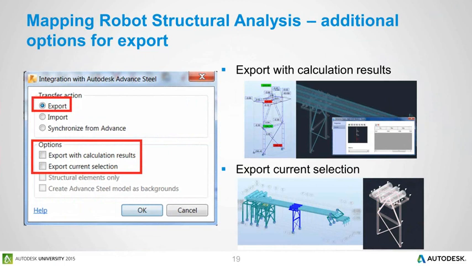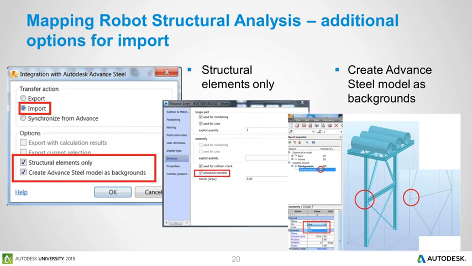The export current selection option becomes available when you select the export to transfer action and make a selection of a part of a model. This exports only selected elements to an SMLX file. If analysis results are available for the selected elements, they can also be exported. If you mark the structural elements only checkbox, those selected Advanced Steel elements which have the structural members option marked are exported. In Advanced Steel, this attribute is available in the Element Properties dialog on the Behavior tab.